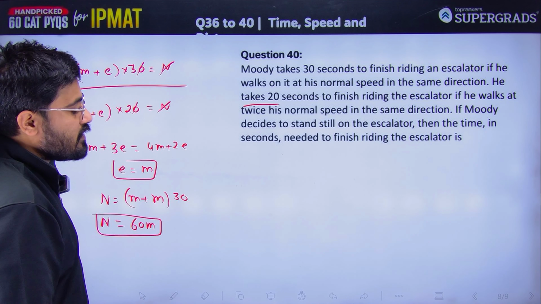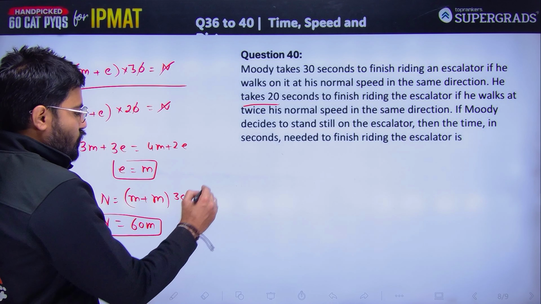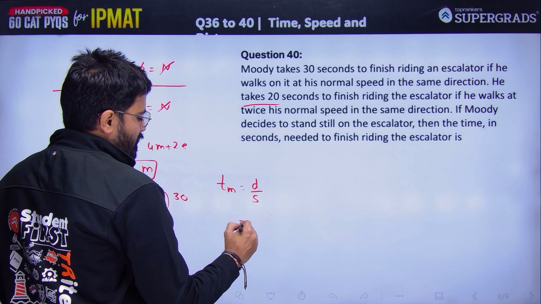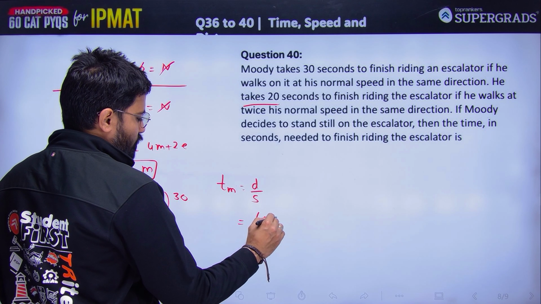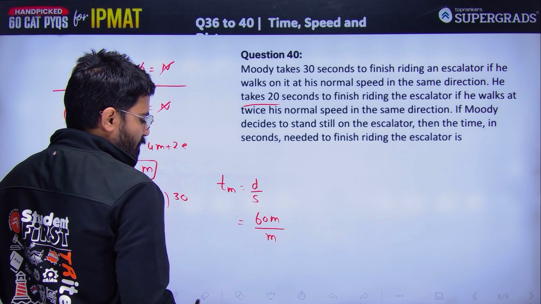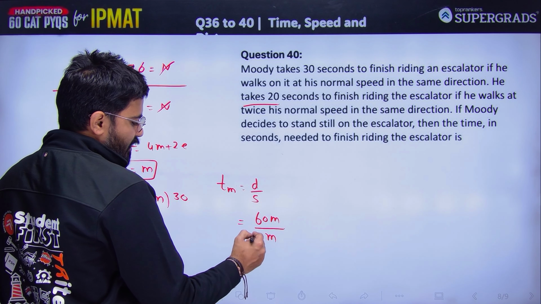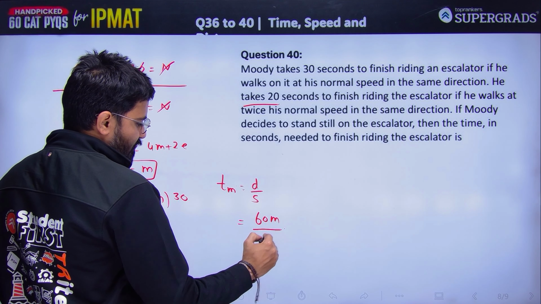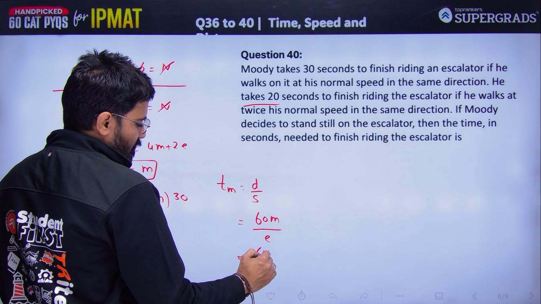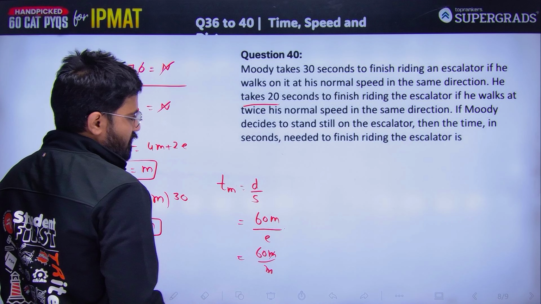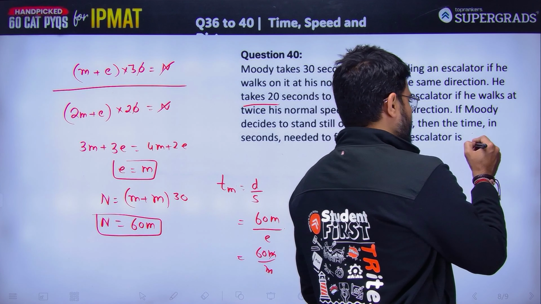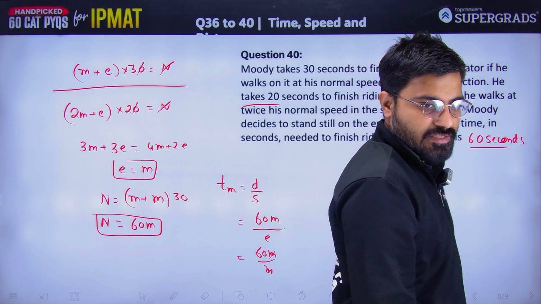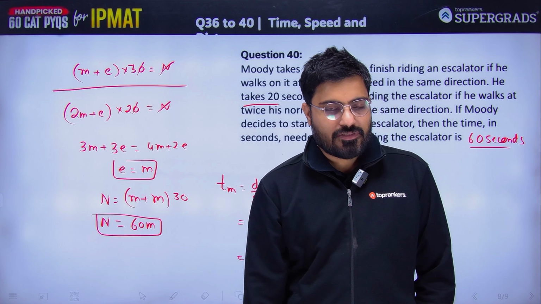If Moody decides to stand still on the escalator, then the time taken will be equal to distance upon speed. The distance is 60m. What is the speed? Moody is not walking at his own speed, so the escalator's speed will apply, which is equal to m. So it will be 60m divided by m. m cancels with m. The answer is 60 seconds, and this is how we get the answer.